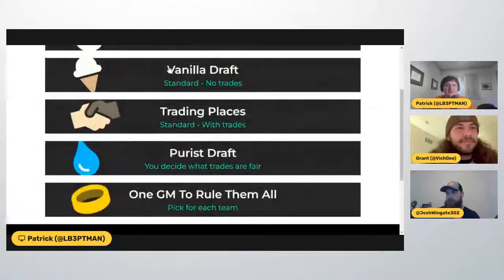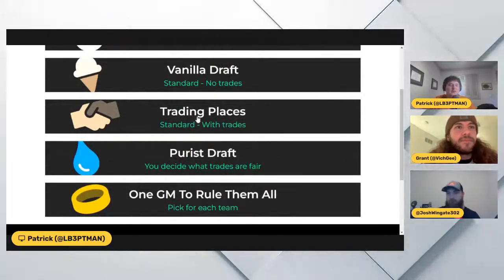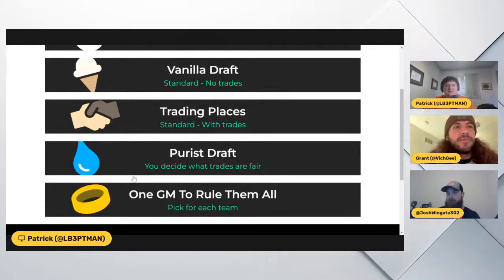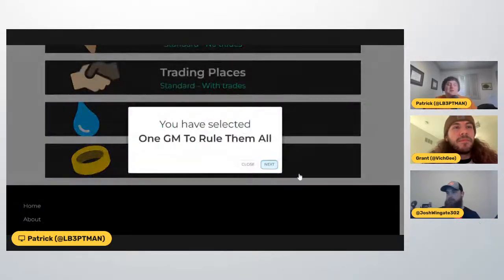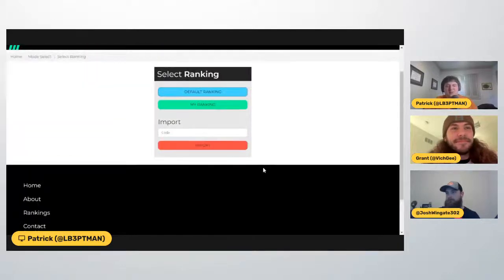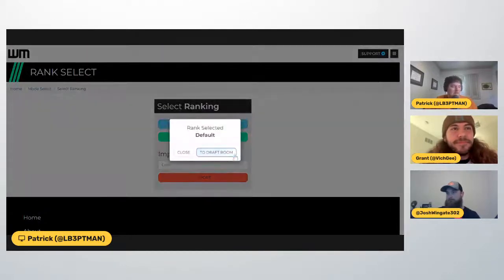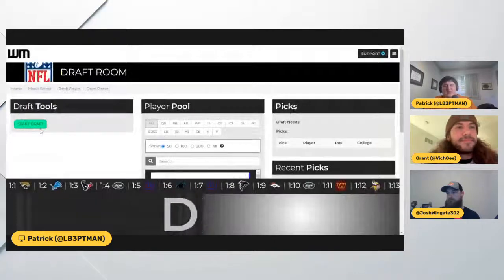We have the vanilla draft, but these are all just, you pick a team, you draft for them. This one's with trades. This one's you decide what trades are fair, but we're going to go down here. We're going to do one GM to rule them all, so we just get to make all the picks, because that's what we're going for. Always use default ranking, and let's head on into the draft room.